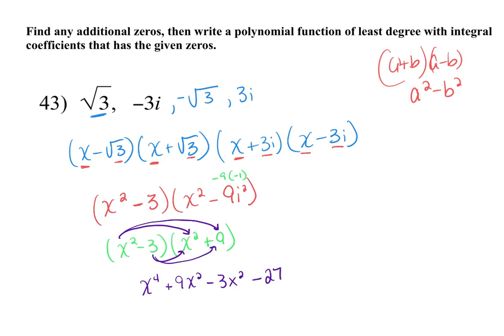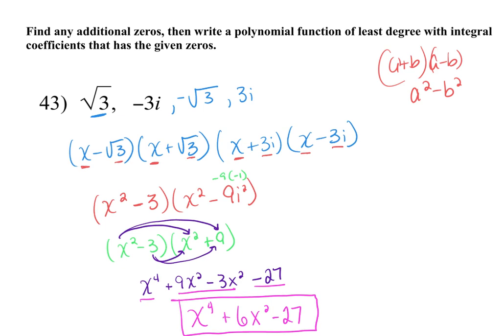I do need to combine my like terms. So x to the 4th doesn't have a like term. Positive 9 and negative 3 give me positive 6x squared. Negative 27 does not have a like term. This is my answer right there.